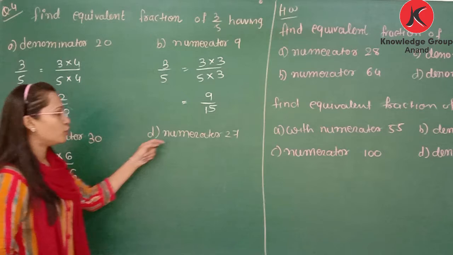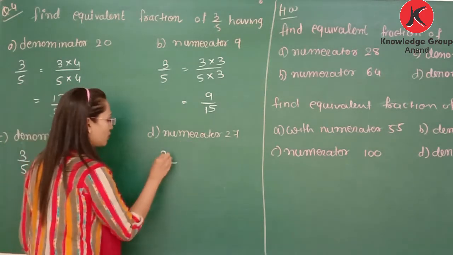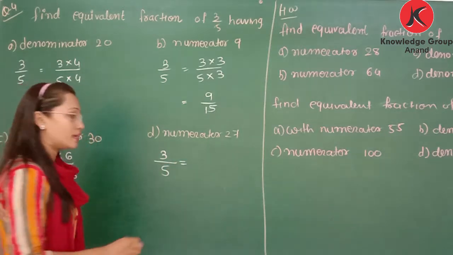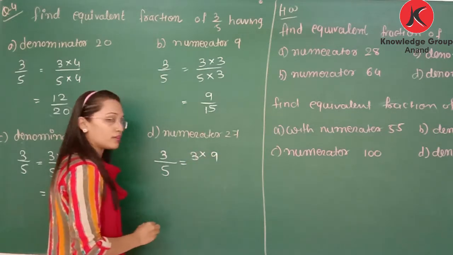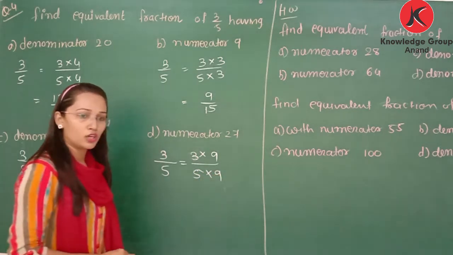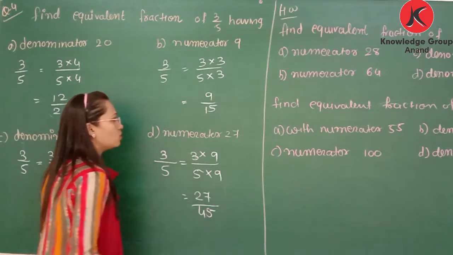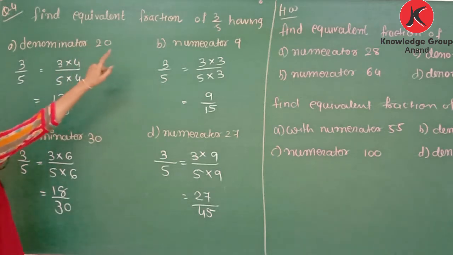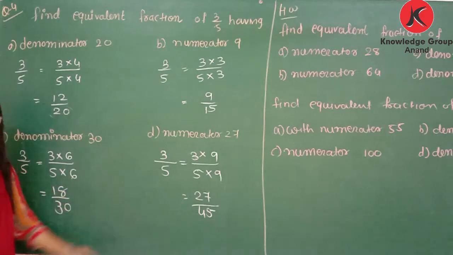Now next one, numerator is 27. So now we need to make the numerator 27. We have 3 by 5. How can we make 3 into 27? 9 3s are 27. So if we multiply 3 with 9, we get 27. So the same number we should multiply in the denominator. So it is 27 by 45. So these are the equivalent fractions with denominator 20, numerator 9, denominator 30, numerator 27.